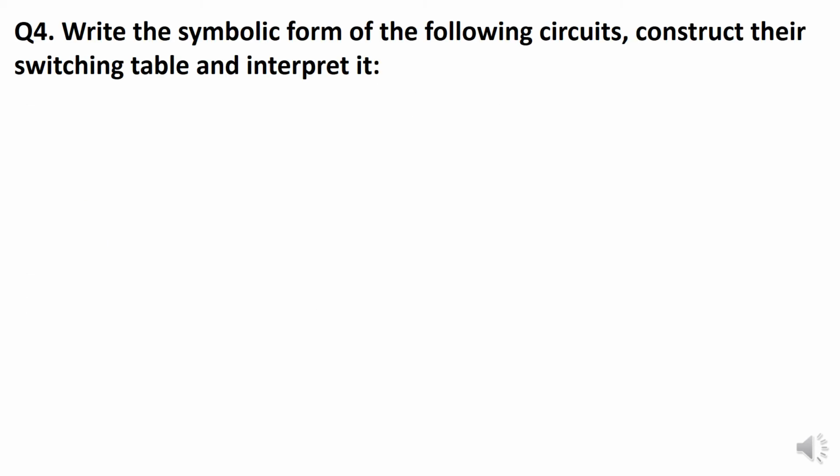Moving on now, question 4. Write the symbolic form of the following circuits. Construct the switching table and interpret it. We have to draw conclusion from the switching table now.